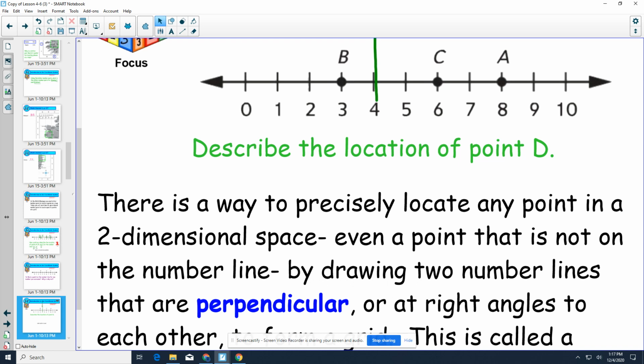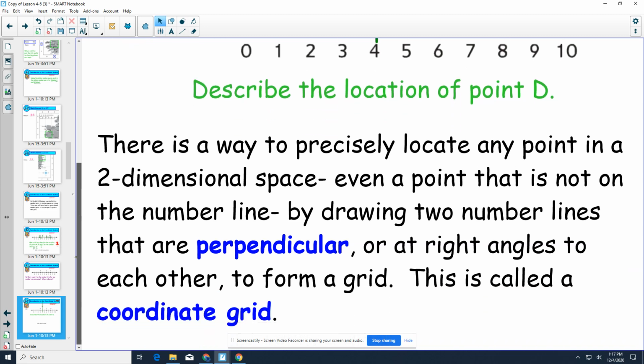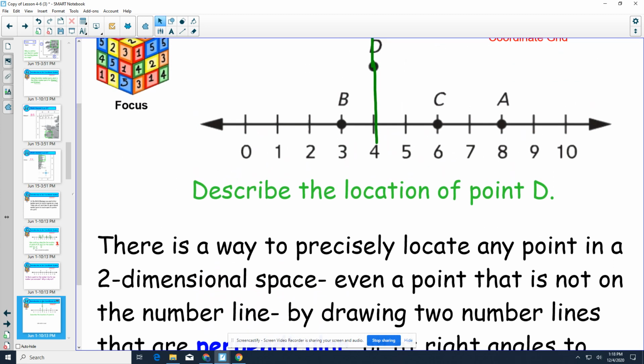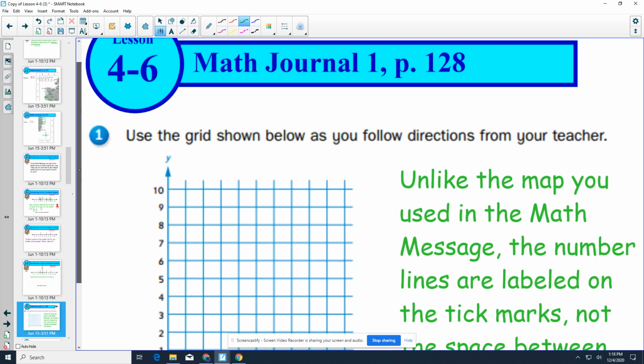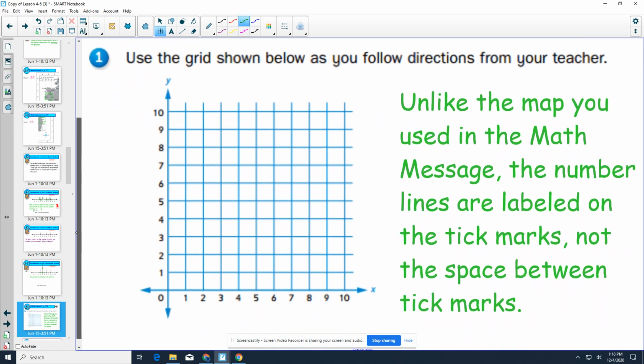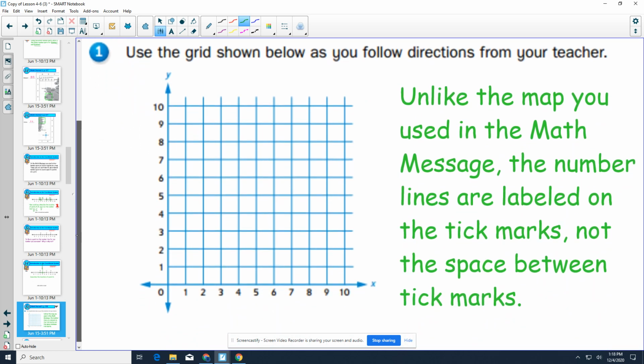All right. There is a way to precisely locate any point in a two-dimensional space, even a point that is not on the number line, by drawing two number lines that are perpendicular, or at right angles, to each other to form a grid. This is called a coordinate grid. So I could do that on here. I could draw the lines here and see where my lines intersect, and it looks like it intersects right about B4 if I drew it straight. Now, on page 128 in your journal, make sure you're there at this point if you're not already.